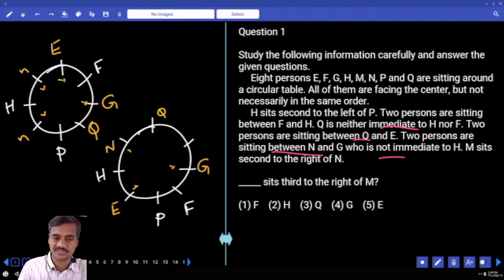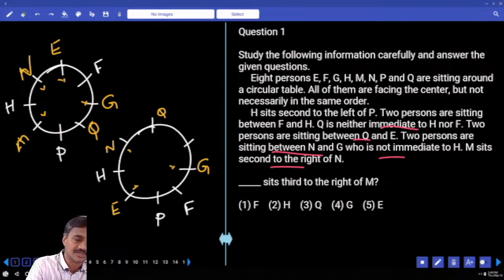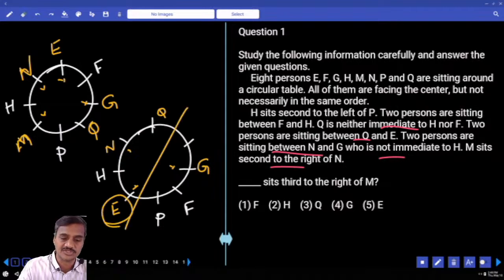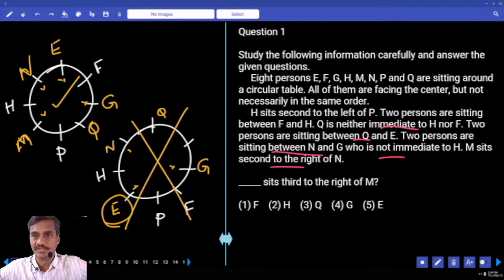Then tell me who is the person left over here. And M sits second to the right of N. If N is here, M being seated second to the right of N is not possible. If N is here, M is seated second to the right, so M is here. Now N is seated second to the right of M. Here E is already there, and this is not possible. We are left with only the first possibility. Clear now? This is about question numbers 1 to 4.